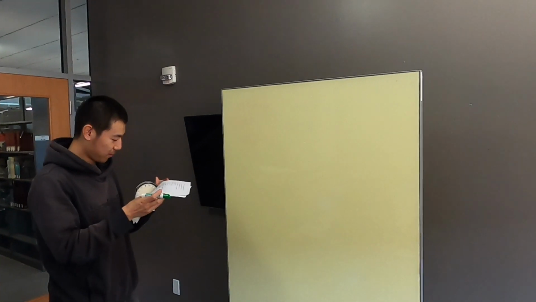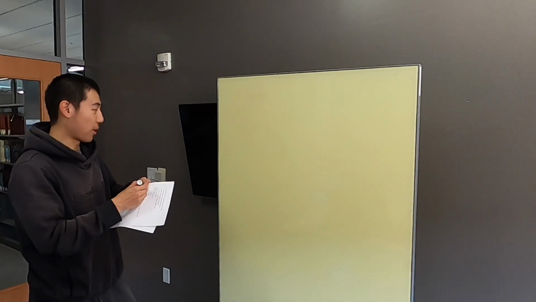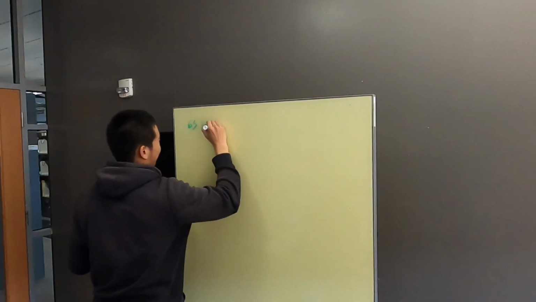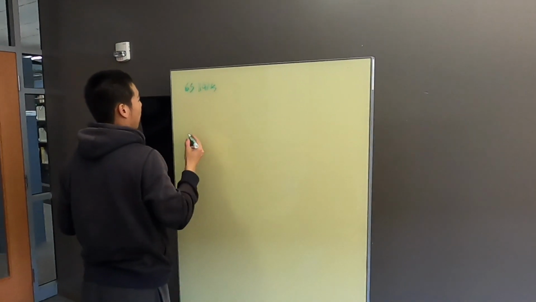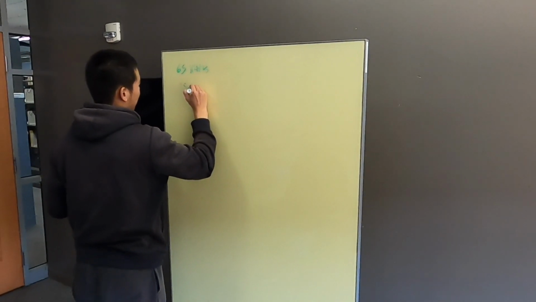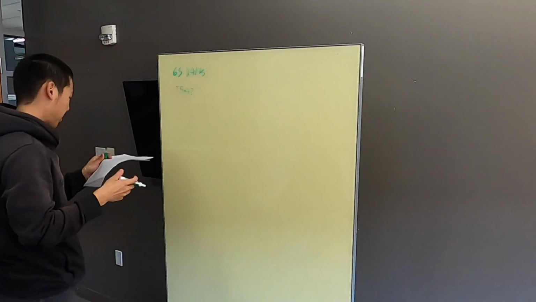Let's say we have a ground speed of 114 knots. How far will we fly in, let's say, 7.5 minutes? How far are we going to go?